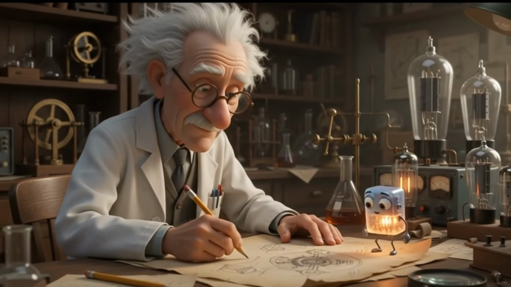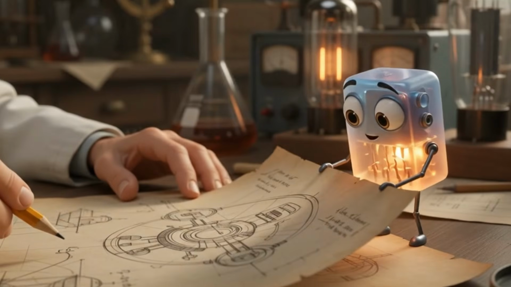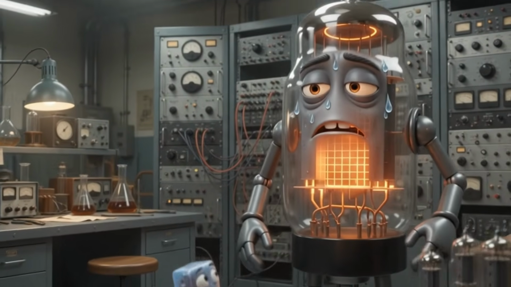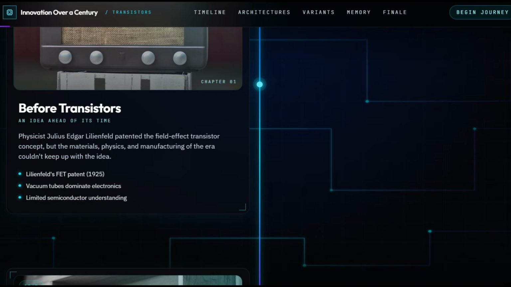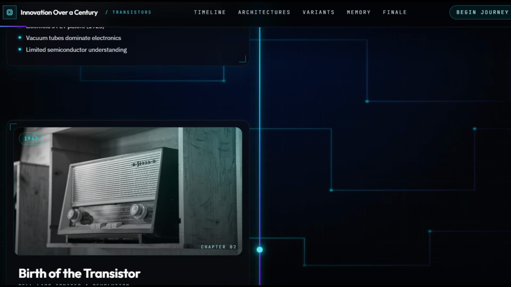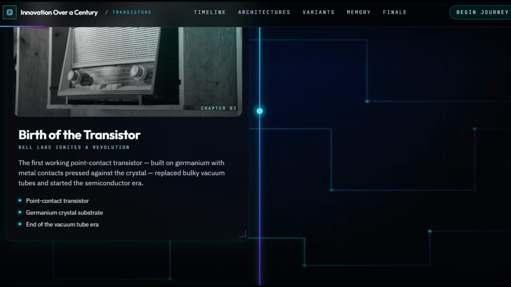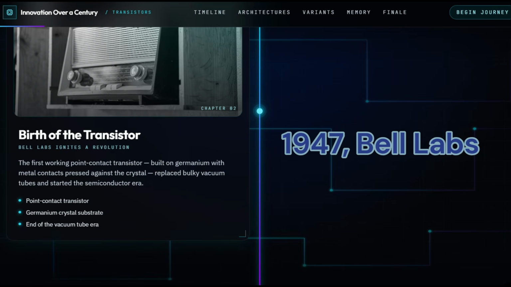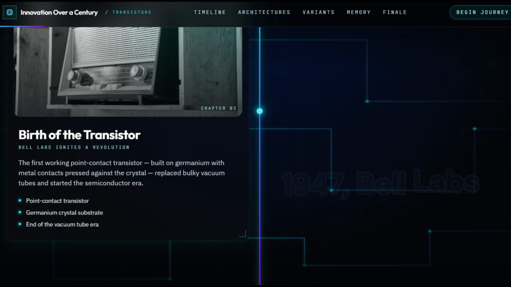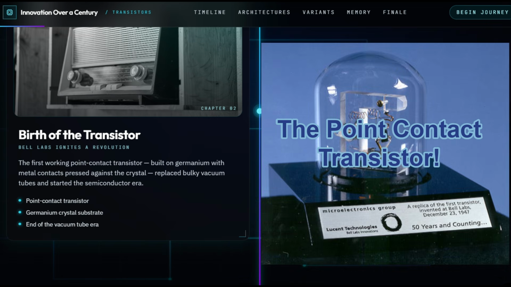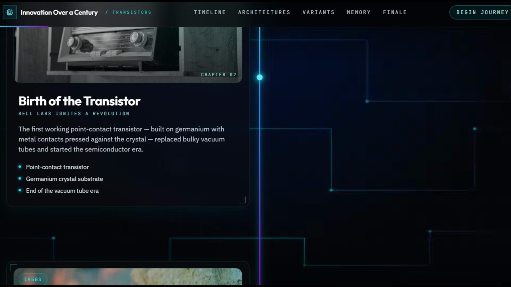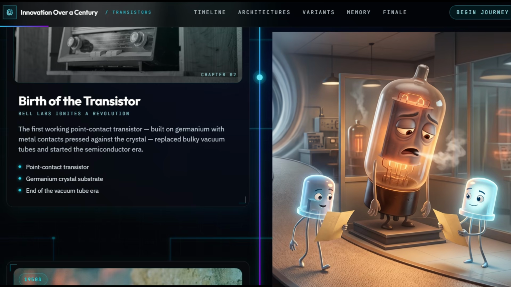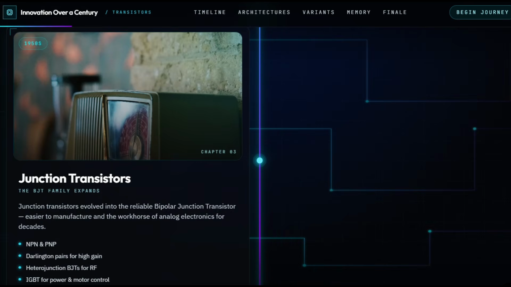Back in the 1920s, physicist Julius Edgar Lilienfeld proposed and patented the concept of field effect transistors. But the idea could not turn into reality due to limitations in materials, semiconductor understanding, and manufacturing technologies. The journey then truly starts in 1947 at Bell Labs with the first successful transistor ever demonstrated, the point contact transistor, built using germanium, not silicon. It was designed as a replacement for bulky vacuum tubes and marked the beginning of the semiconductor era.